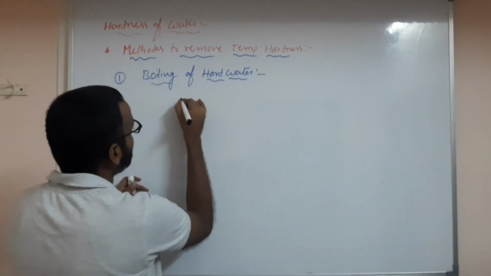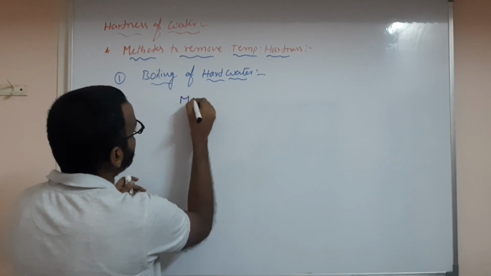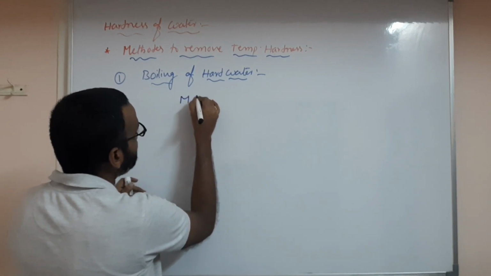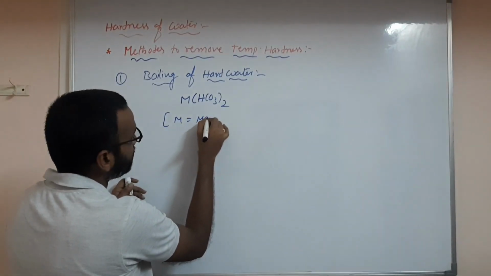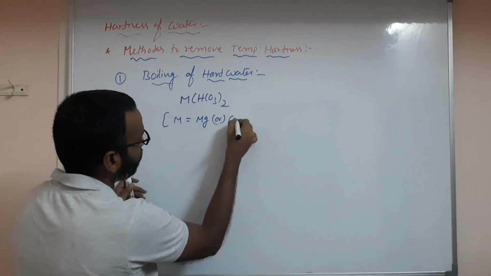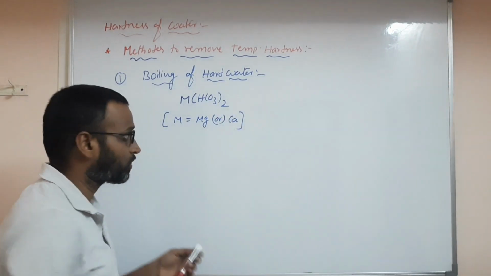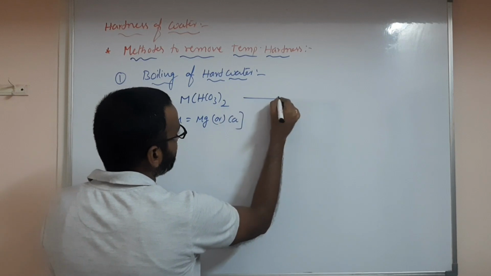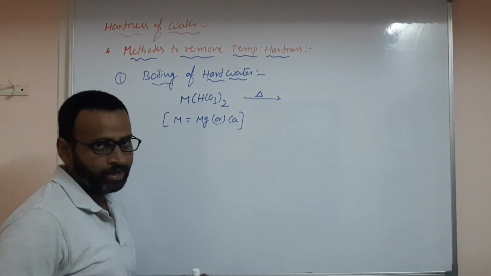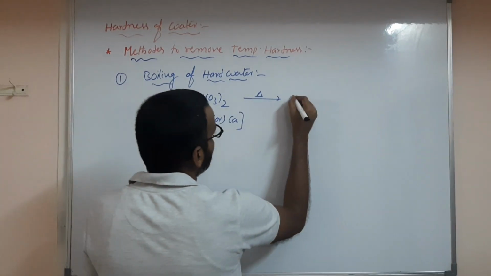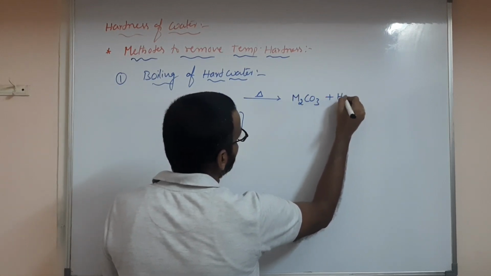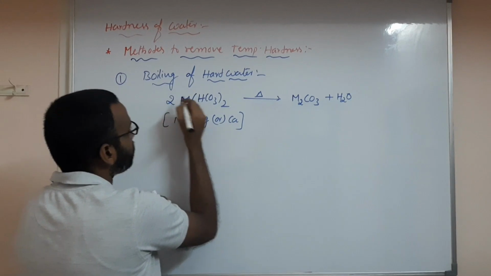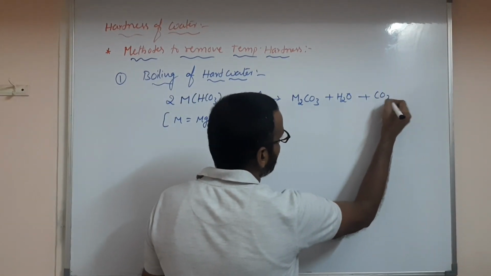Like what? Suppose you have bicarbonates. I'll write M(HCO3)2. What is M here? M is either magnesium or calcium. Why write it twice? Same reaction. When you heat this by simple boiling, you get MCO3 plus H2O plus CO2.